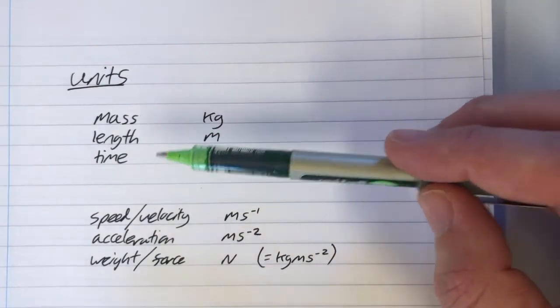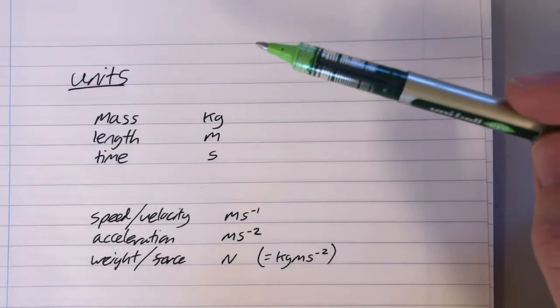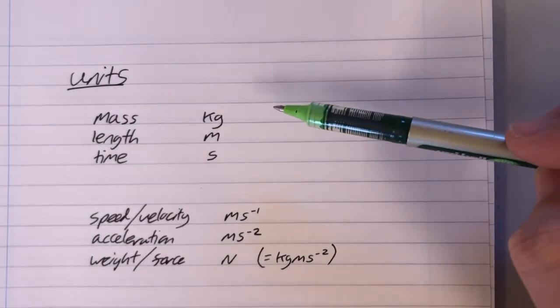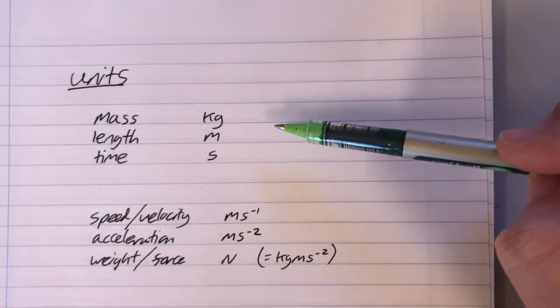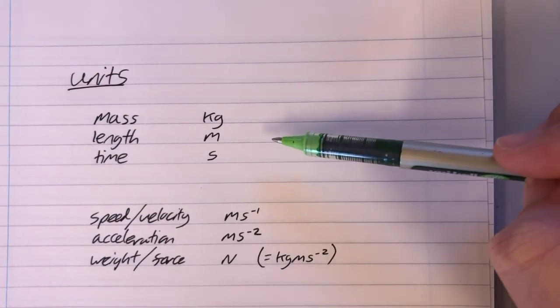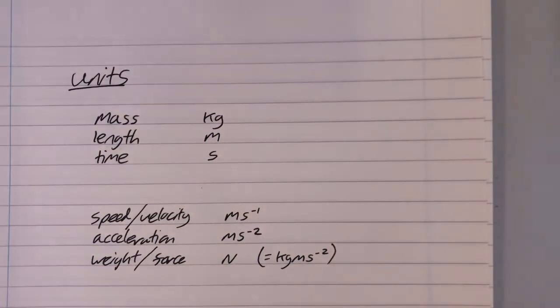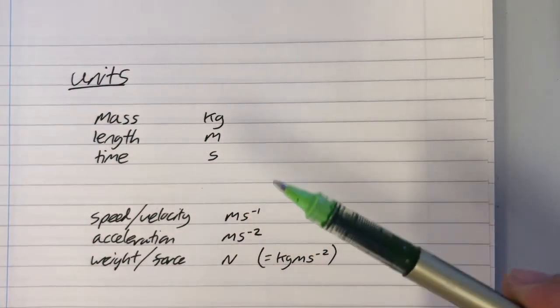There are four other base SI units, which are temperature in kelvin, luminous intensity in candela, mole, which is some chemical thing, and I'm sure there's another one. I can't think of it right now. But these are the three that we use in mechanics.